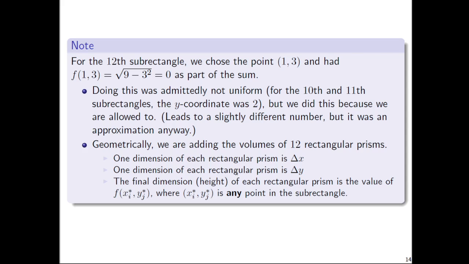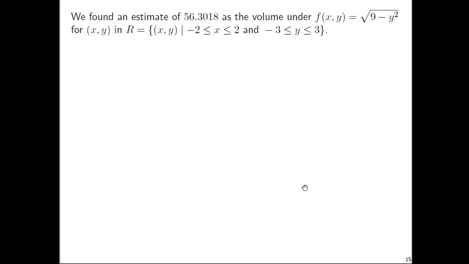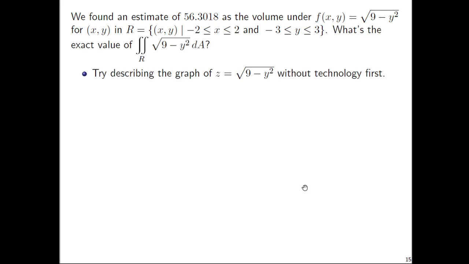Geometrically, we're just adding the volumes of 12 rectangular prisms, right? Each rectangular prism had one dimension delta x, one dimension delta y, and the other dimension given by a z value, by plugging a choice of x and y into the function f. We just happened to factor out delta x and delta y in the beginning. Okay, so we found this estimate of 56.3018 as the volume. Now let's find the exact value, which was the other part of the question.